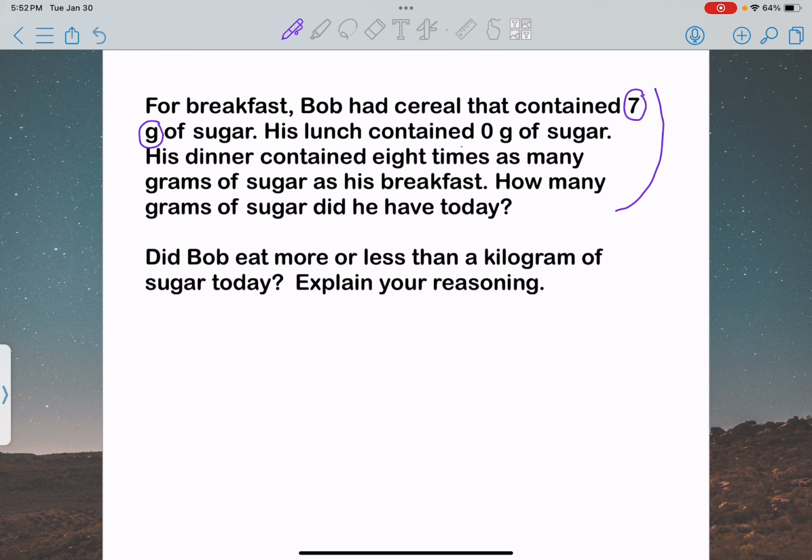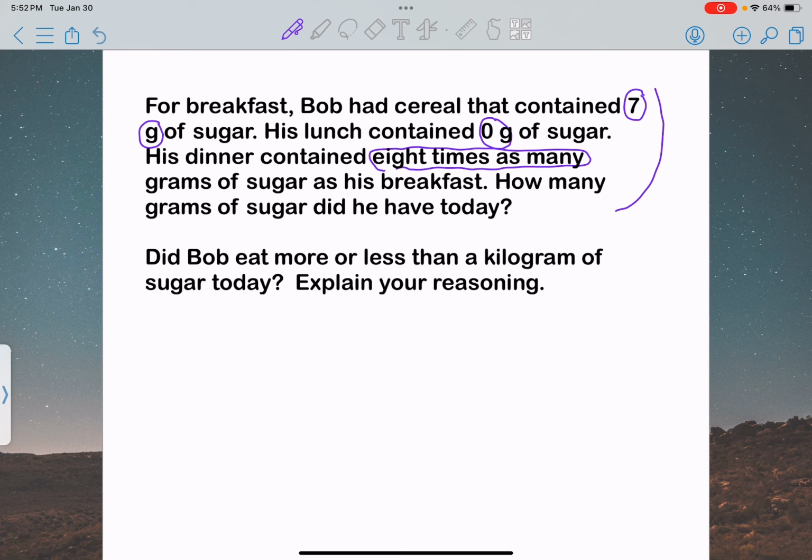His lunch contained 0 grams. That gave us another number of sugar. His dinner contained 8 times as many. So I'm also going to circle 8 times as many because that gave us some important math words that we need to pay attention to. Grams of sugar at his breakfast. How many grams of sugar did he have today? Okay, there were no more math words that I need to circle.